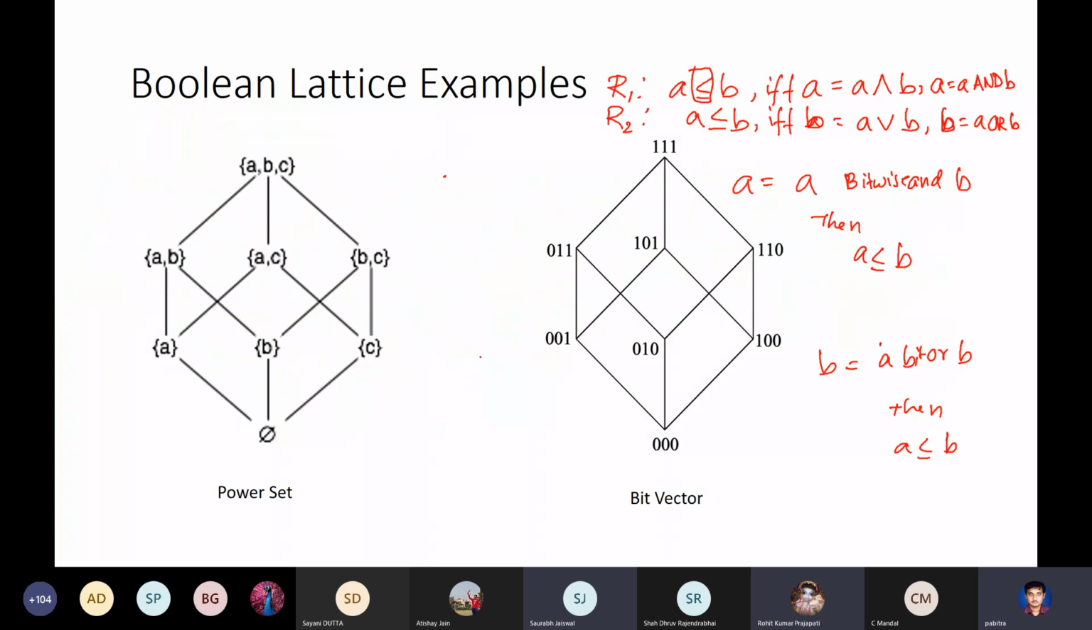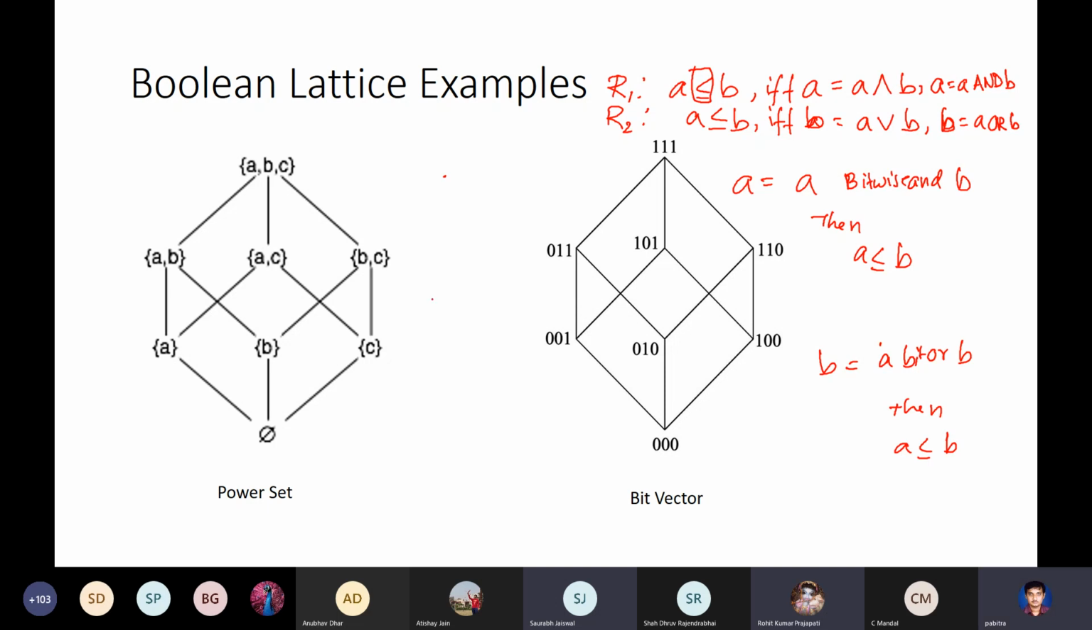For example, take this bit vector. What is the set? What is the underlying set? Anybody? What is the underlying set? 0, 1 to the power 3. And what are the operators? Binary or unary? What are the operators?